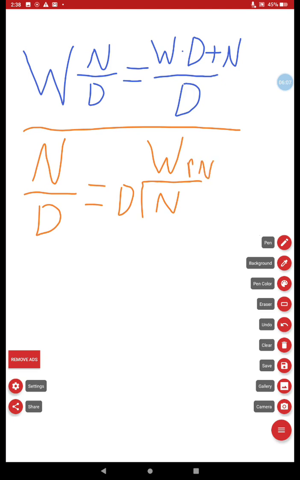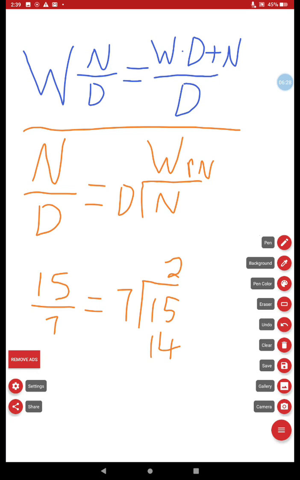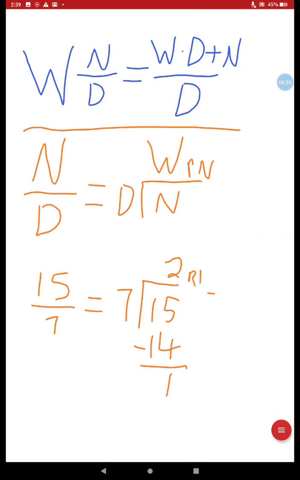When would I have to do that? Well, let's say we've got 15 over 7 equals fraction bar, 15, 7 outside. 15 divided by 7 is 2. 2 times 7 is 14. 15 subtract 14 is 1. 2 remainder 1. That becomes the mixed number of 2 and 1/7.